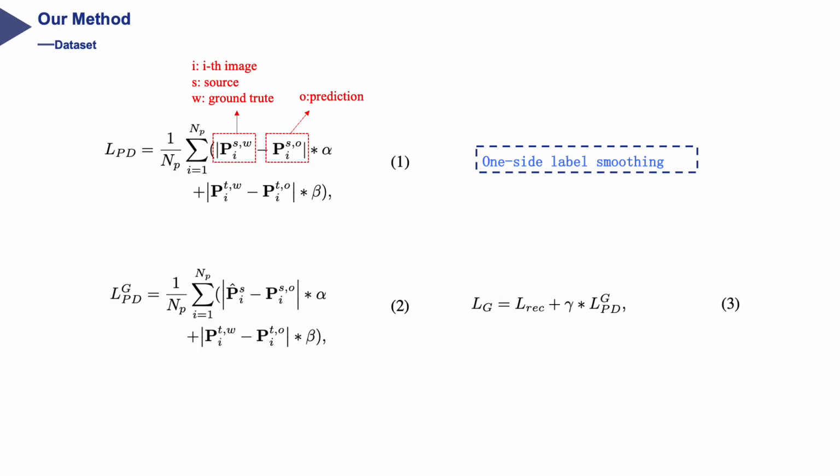The pixel discriminator is connected to the shallow-level feature map and computes the GAN loss for each input image pixel. We utilize one-sided label smoothing to improve the generalization ability of the trained model.